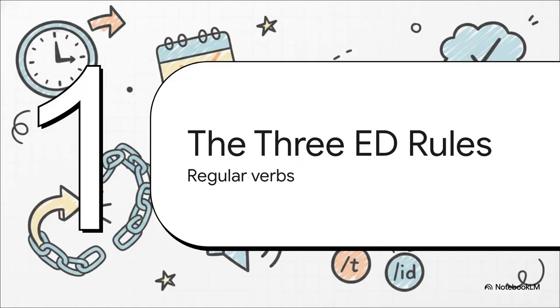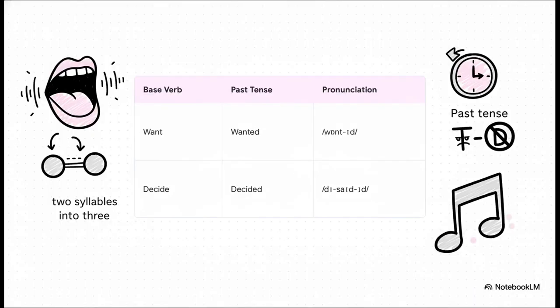Section 3. The 3 ED rules. Time to organize those well-behaved regular verbs. Keep that throat vibration test fresh in your mind, because what's really interesting about this slide is our first rule, the extra syllable rule. If you look at that IPA pronunciation column, you'll see the symbol for the id sound. We only ever use this specific pronunciation if the base verb already ends in a T or a D sound. And if you think about it, it makes total sense. If you try to add another T sound to the end of the word want, it's practically impossible to say smoothly. So English literally forces us to add an entirely new, distinct syllable. Want becomes wanted, decide becomes decided. It stretches from 2 syllables into 3.